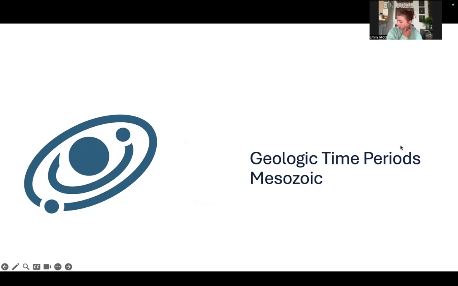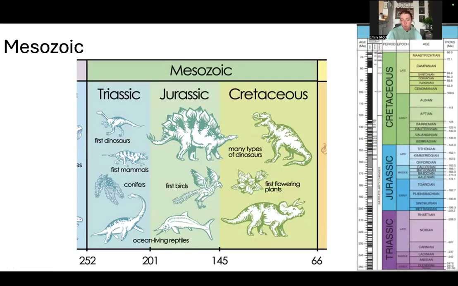So the Mesozoic is the next period. Welcome, dinosaurs. So the Triassic is at the bottom here. This was 250 million years ago. And this was the fossil assemblage of the first dinosaurs that we found. Jurassic hosted first birds, and the Cretaceous hosted our first flowering plants.